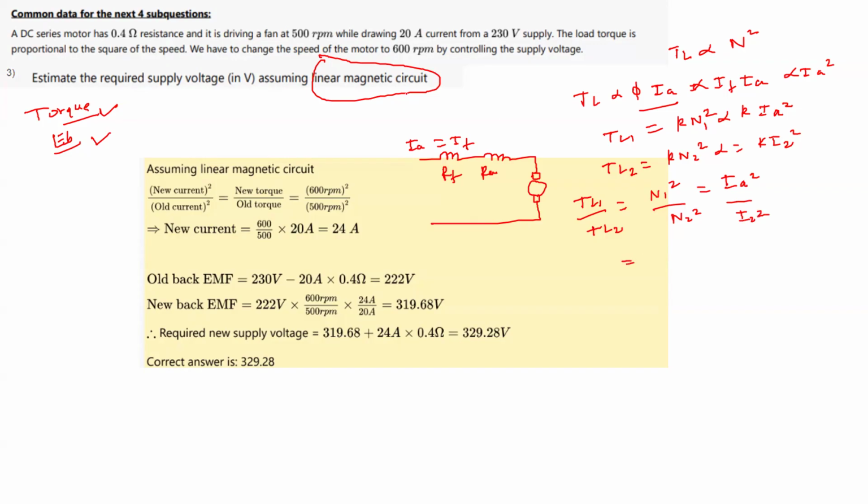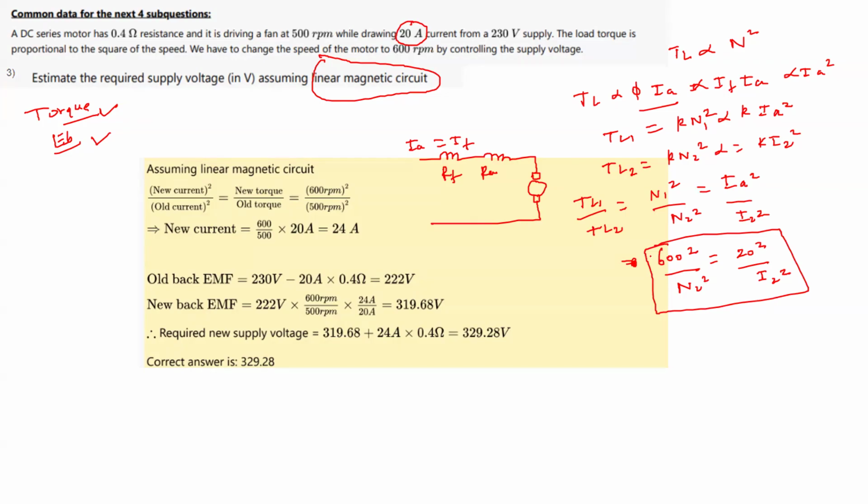अब हम लोग देखेंगे तो in this question the speed N1 is 500 rpm by N2 square, and in the first part the current Ia is 20, so this is 20 square by I2 square. So here we have a relation. So if you see, we have a relation of N2 and I2. Okay, this is one relation.